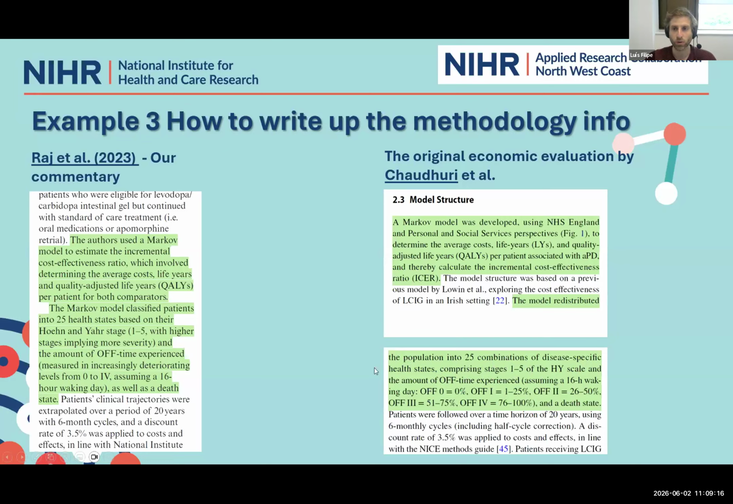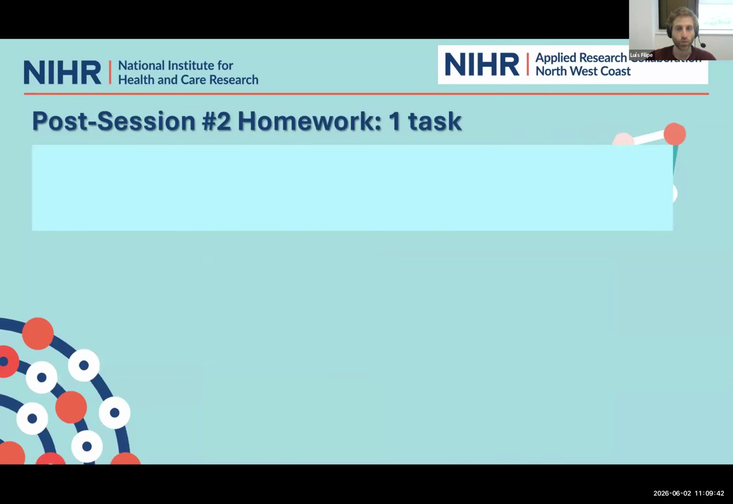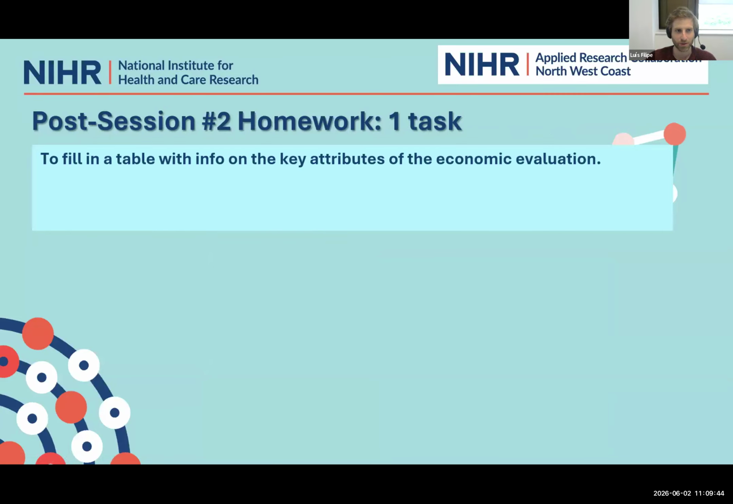So you just need to go into the methodological section, and in principle, it should be very clear what they did in that part of the paper. So yeah, sorry, I forgot this part. So first was the type of economic evaluation, and then the health states. But again, you should be able to find this in the methodological section. So now, Valerio, should you go in?